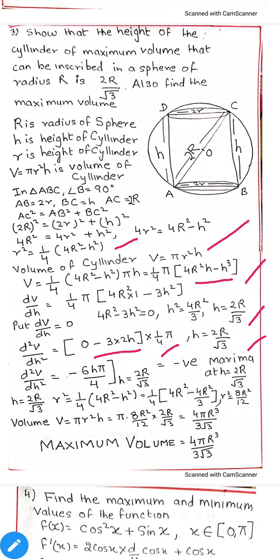So h is equal to 2R upon root 3. We can calculate the value of r square. R square is 1 upon 4 into (4 capital R square minus h square). In place of h square, we will put 4 capital R square upon 3. Take LCM. 4 3s are 12 minus 4, 8R square upon 12. This is the value of r square. Volume is pi r square h, pi into 8R square upon 12 into 2R upon root 3. 4 pi R cube upon 3 root 3 is the maximum volume.